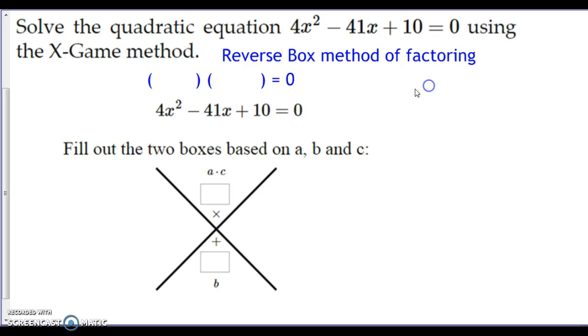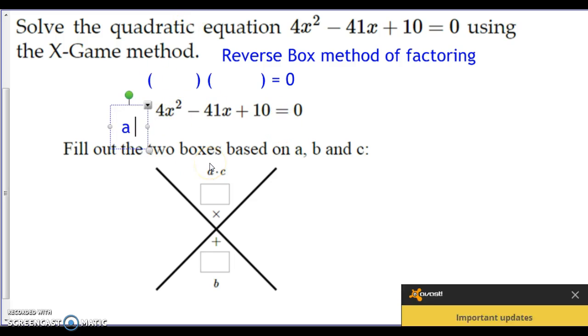Now there are a couple of ways to do it, but this reverse box method, this X-game method, is a method that I haven't taught you. You could use whatever method you want though. So I'll show you how to do this. The first step says fill up the two boxes based on A, B, and C. And we're able to determine the A, B, and C values because they're right here in front of us.